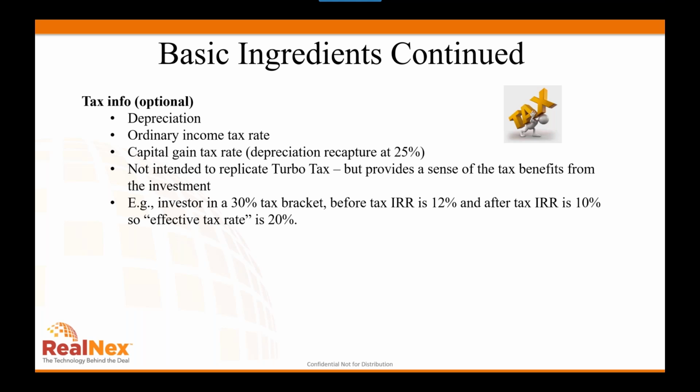As an example, if you're in a 30% tax bracket and your before tax IRR is 12%, and your after tax IRR, which will be calculated by the program, is 10%, then you see that your return actually only dropped by 2%, I should say by 20%, not 2%, 20%, from 12% down to 10%. So your effective tax rate is only 20%, even though you're in a 30% tax bracket.